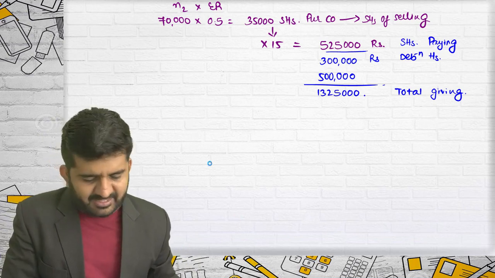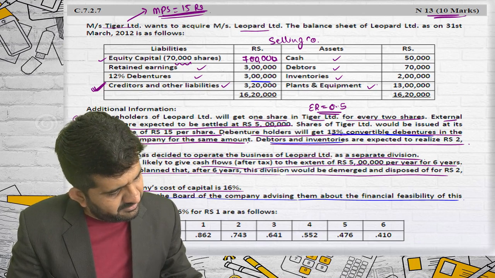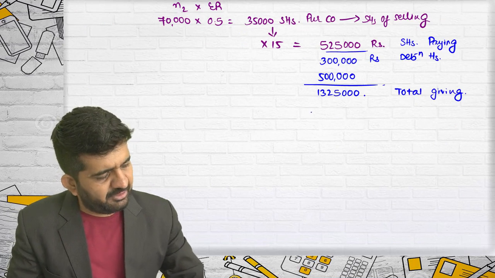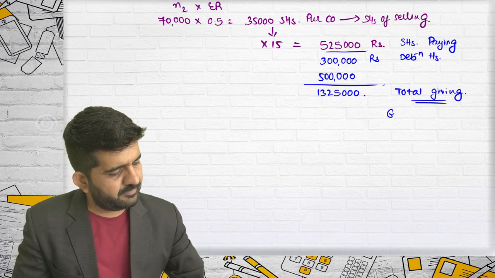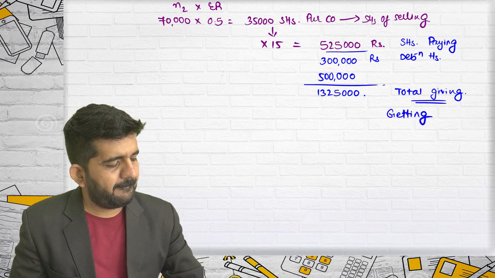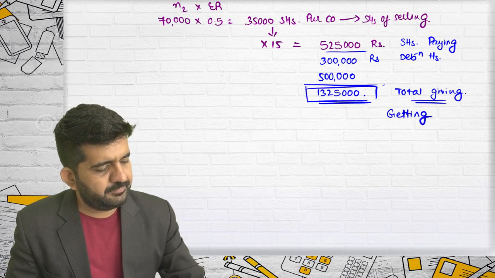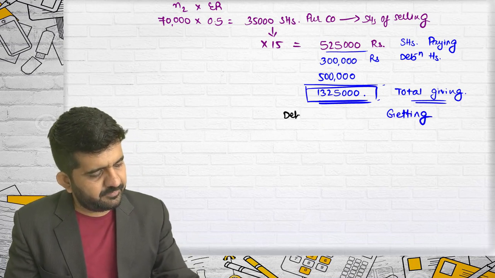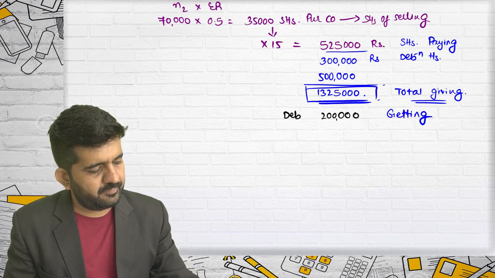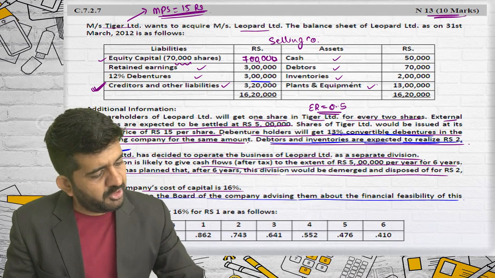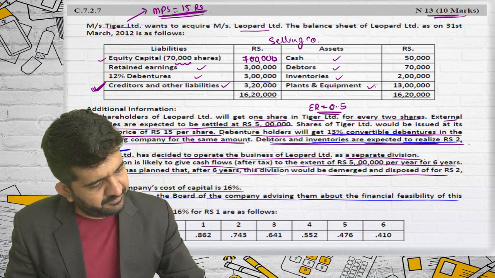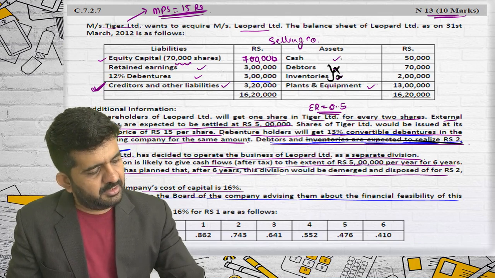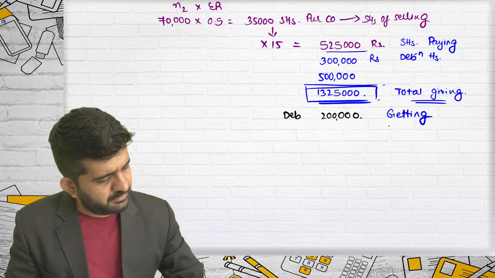But what will you be getting? Debtors that you are selling are expected to realize 2 lakhs, assuming they will be realizing 2 lakhs. This is the total amount you are giving, and what you are getting from debtors and inventory is 2 lakhs. And what you will be getting from cash is 50,000.